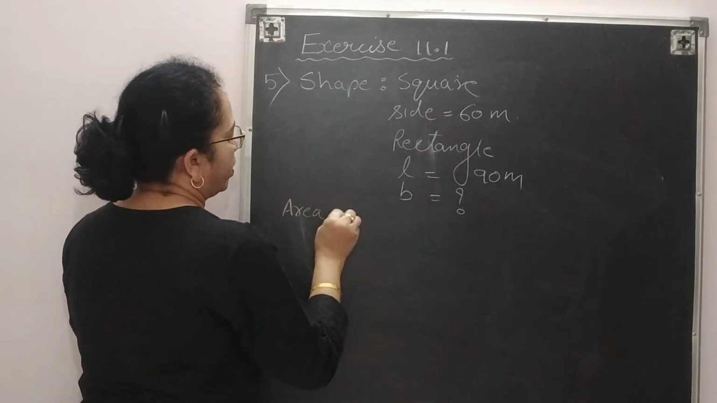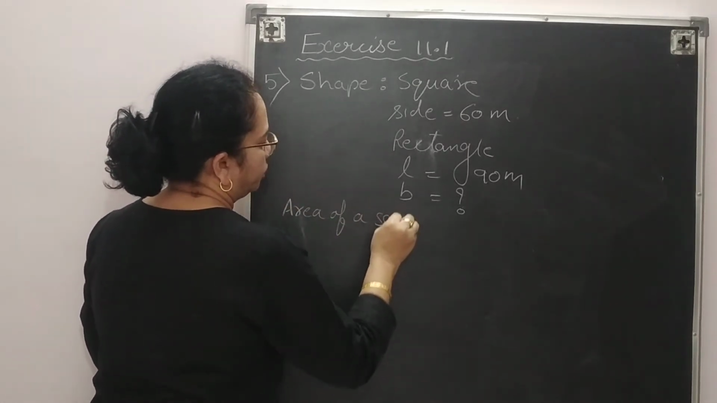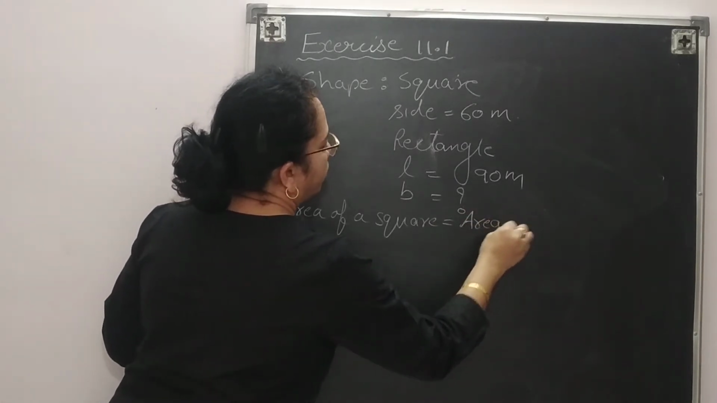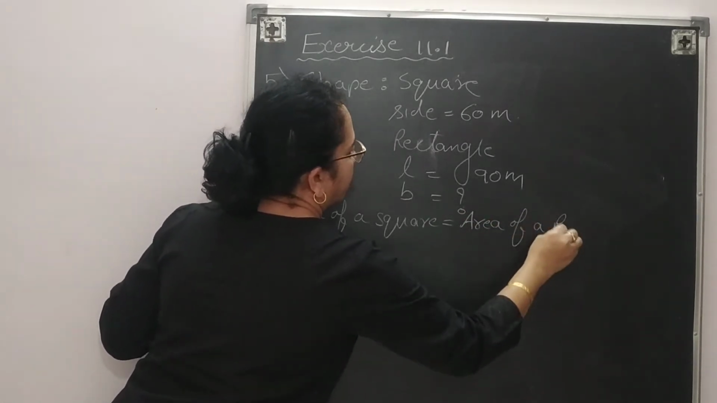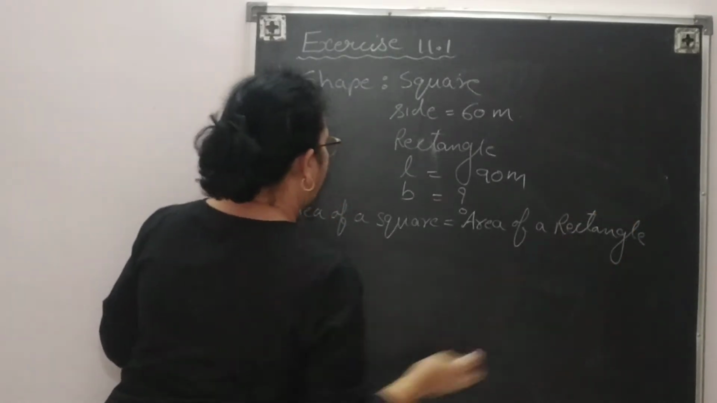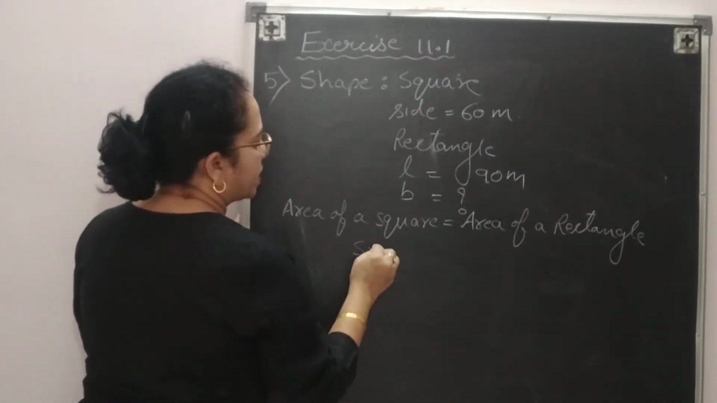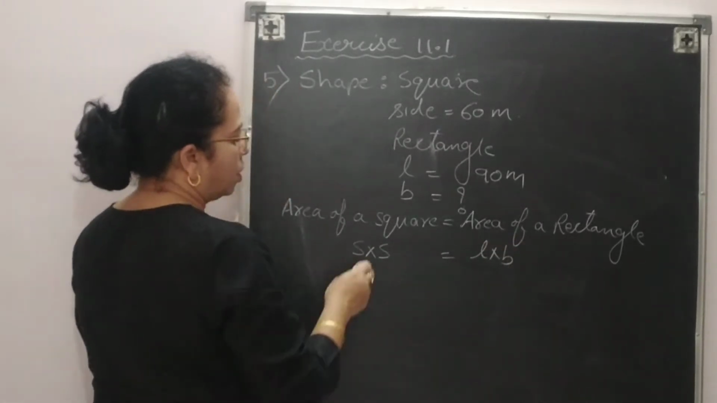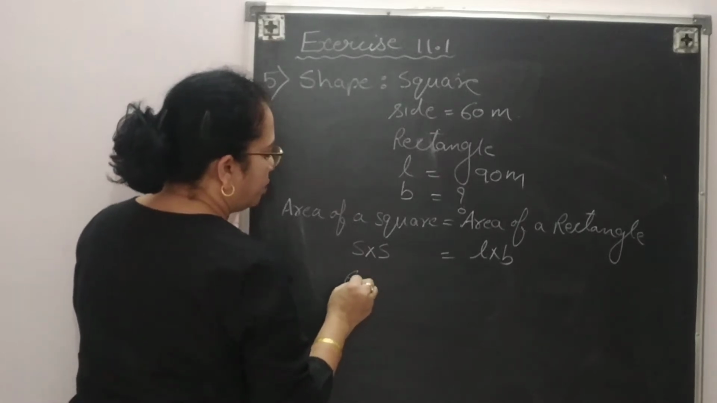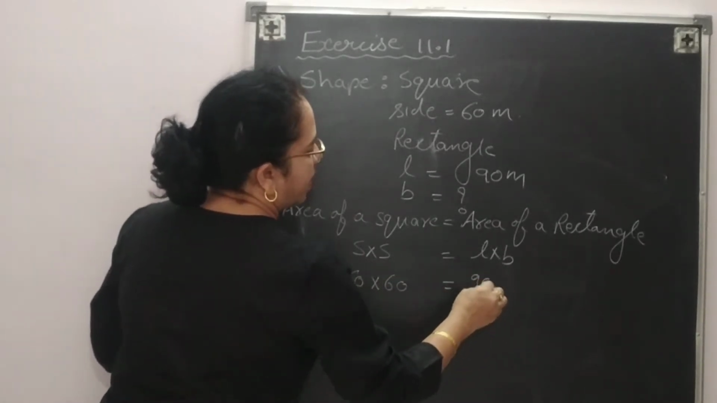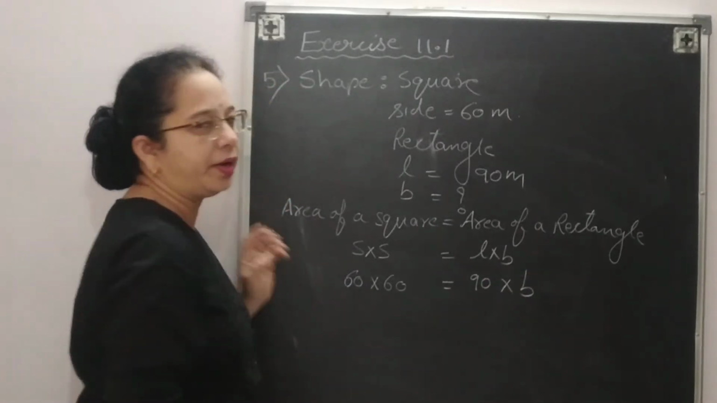Okay, so this much information is given, and what else is given? Area of a square is equal to area of a rectangle. This is given. So we have written this. Okay. What is area of a square? Side into side, and area of a rectangle is length into breadth. For side it is given 60 meters. So write down 60 into 60, and length is given 90. Breadth you are supposed to find.